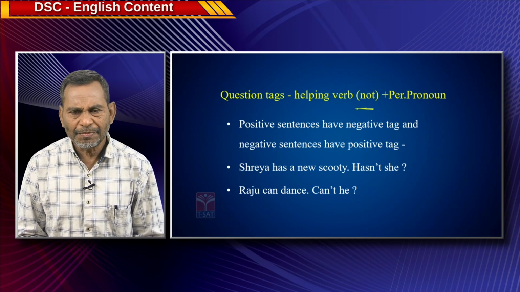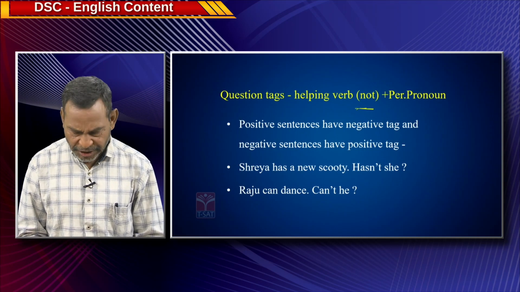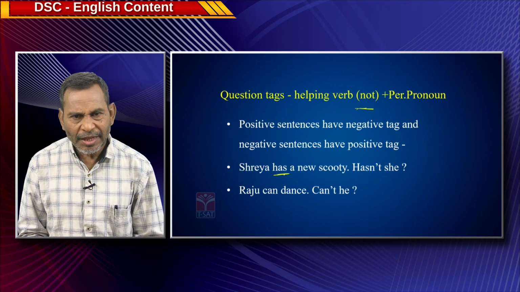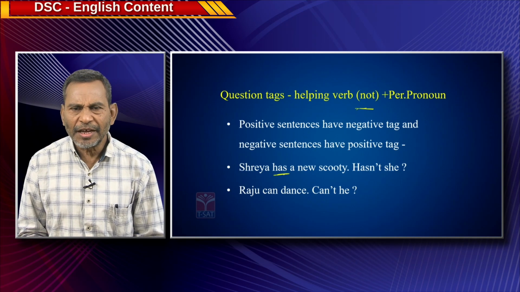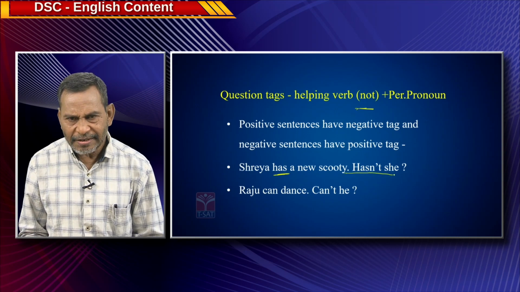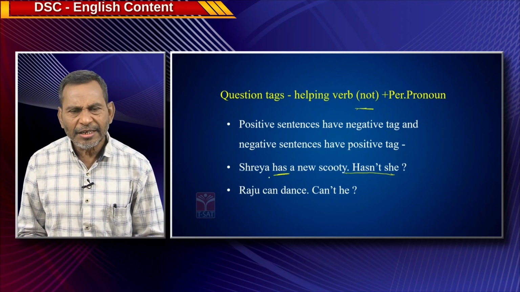Shreya has a new scooty, hasn't she? See, in Shreya has a new scooty, has is a helping verb and the sentence is positive. Therefore, helping verb plus not: has plus not, hasn't. Shreya is a female, therefore the personal pronoun is she: hasn't she. This is how we change it.